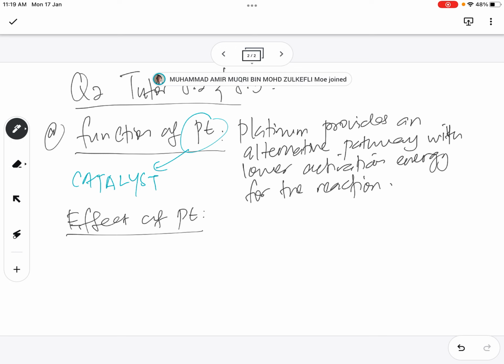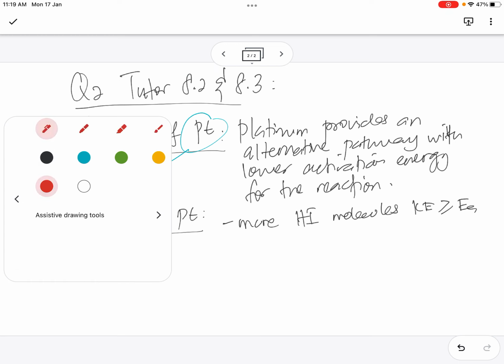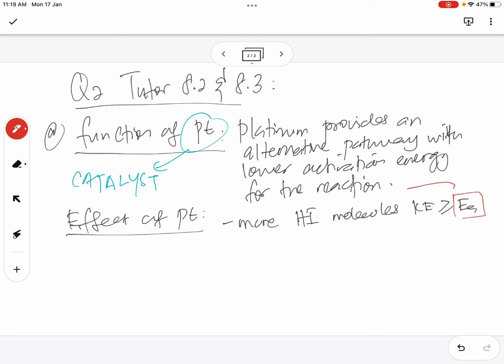So the effect of platinum is, now we will have more HI molecules having kinetic energy greater than or equal to activation energy. Which activation energy that we already mentioned? This activation energy has been lowered, right? So more molecules will have kinetic energy equal to or greater than activation energy, which has been lowered by the alternative pathway. That means if more molecules have energy equal or greater than activation energy, your rate of formation of hydrogen and iodine will increase.